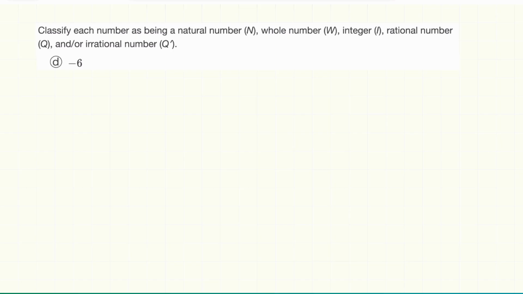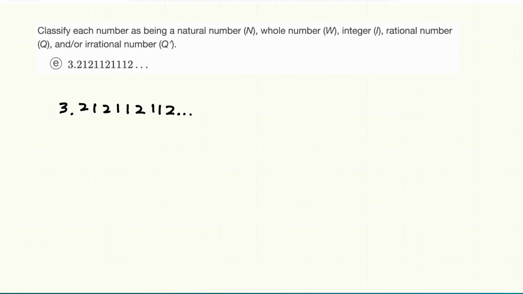For D, our number is -6. -6 is not a natural number since those are all positive. It's not a whole number, which are also all positive, but it is an integer, I, and we can write it as a fraction, so it's also a rational number, Q. So -6 is just an integer and rational.